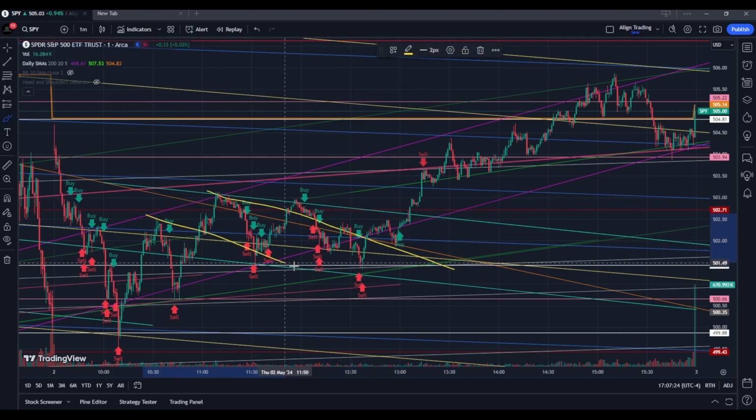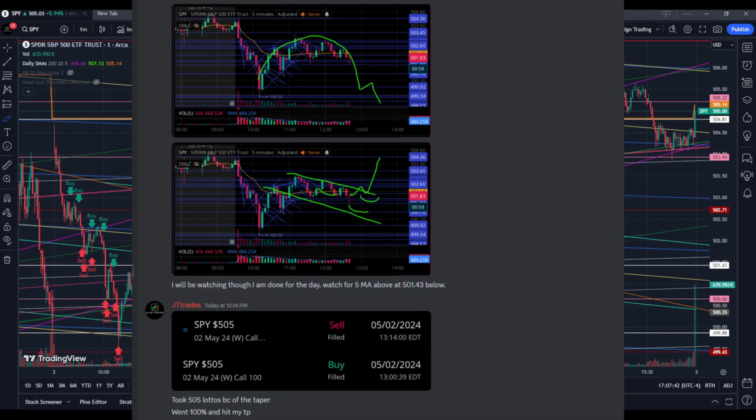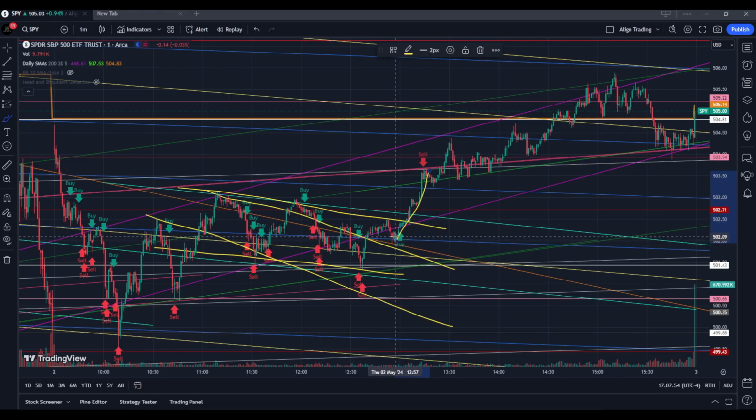And with this algorithm being controlled, as we can see, that teal algorithm right here, this is what was able to control the price and give us that move up. And that is actually why I took some 505 lottos right here. I was explaining in the chat that we were either going to form that inverse or that algorithm right there. And there it is. We got the move, and these actually went 100% in about 14 minutes on the contracts.